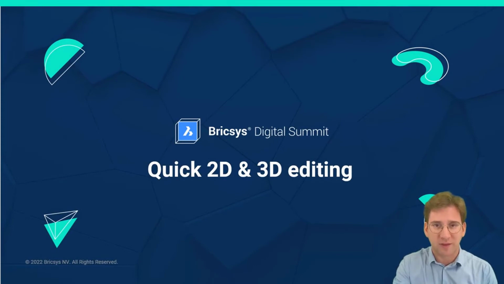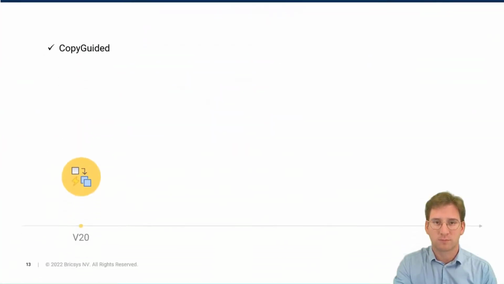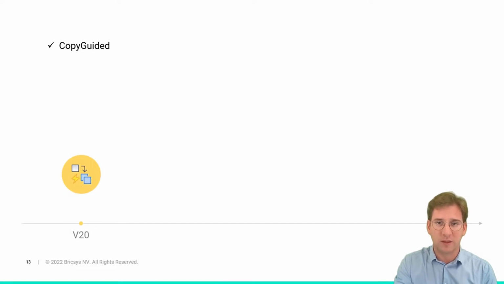So, as a second design workflow, I'd like to focus on some smart detailing and modeling tools we have released over the past years, speeding up 2D and 3D editing workflows. With BricsCAD v20, we've added a smart alternative to one of the most used commands, CopyGuided. Unlike the regular copy commands, CopyGuided takes the 2D context of the entities to be copied into account, resulting in smart magnetic snapping behavior.